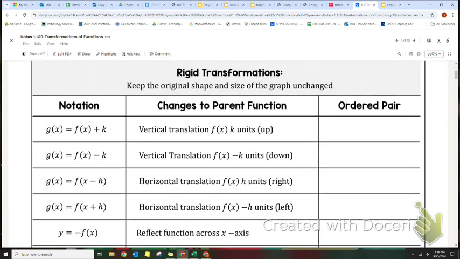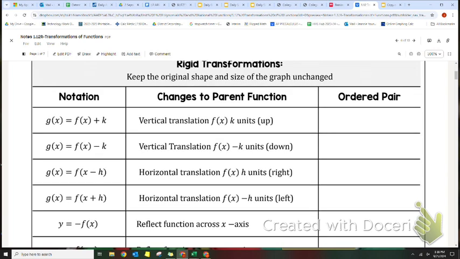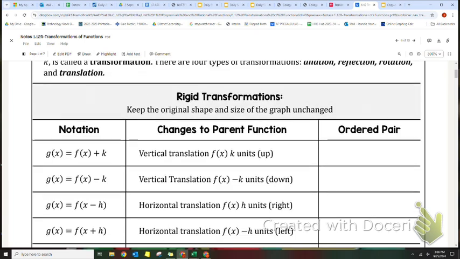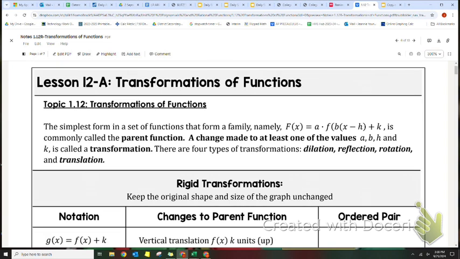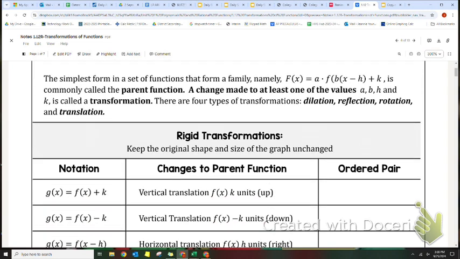So we start out talking about our rigid transformations. Here, a rigid transformation keeps the original shape and size of the graph unchanged. The notation here, first, is about the k. Under notation, you notice g of x, the first two, is equal to f of x, and it's either plus k or minus k. K is right there at the end of the equation. It is not inside with x, therefore it will affect our y values.